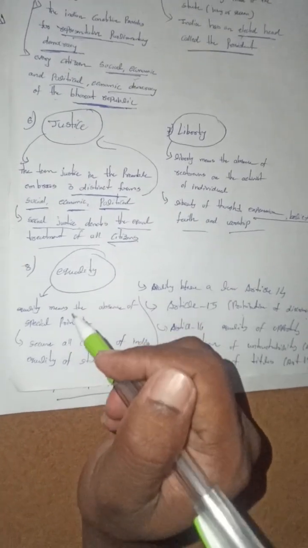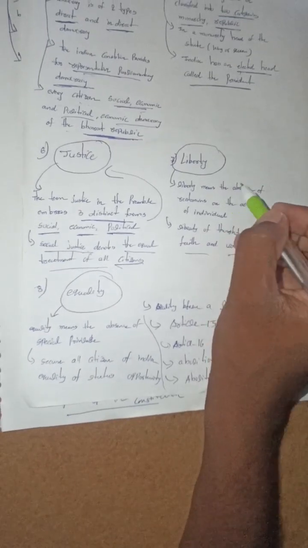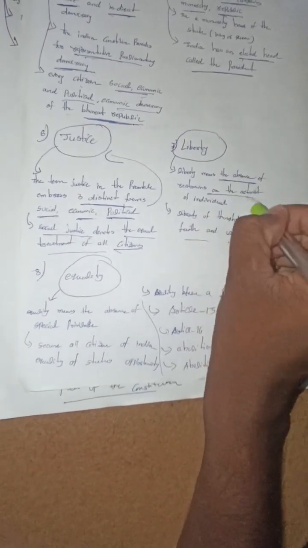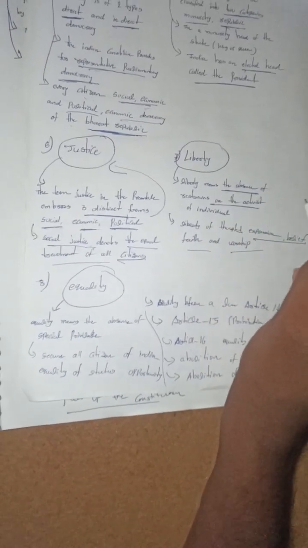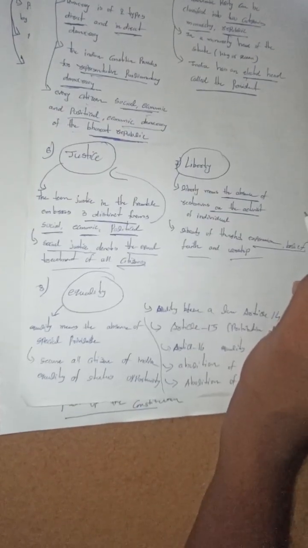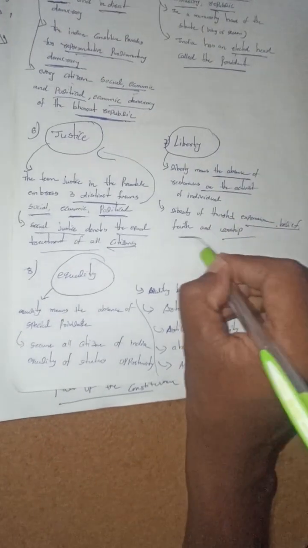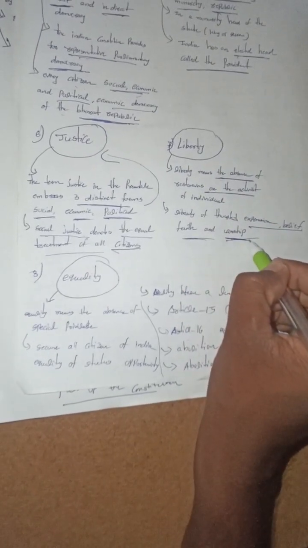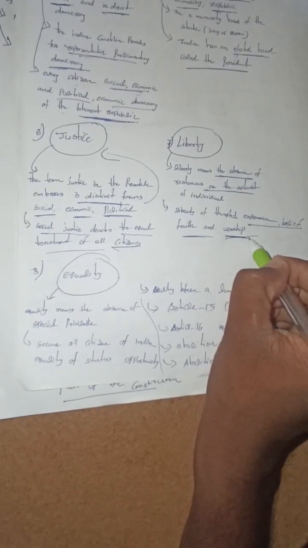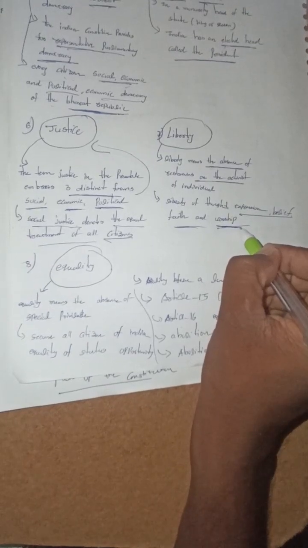And liberty. Liberty means the absence of restraint on the individual. The preamble secures to all citizens of India liberty of thought, expression, belief, faith and worship. The ideals of liberty, equality, and fraternity in our preamble have been taken from the French Revolution.